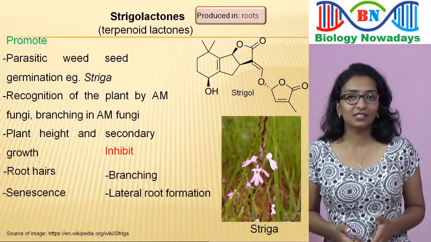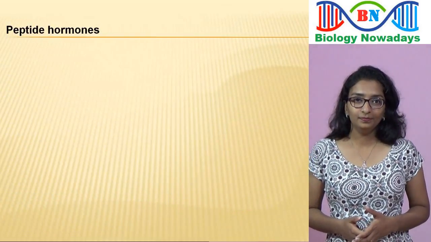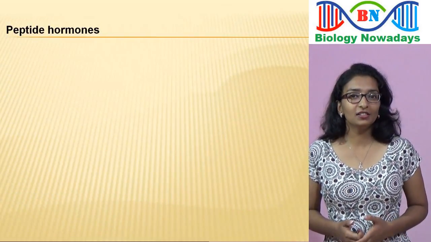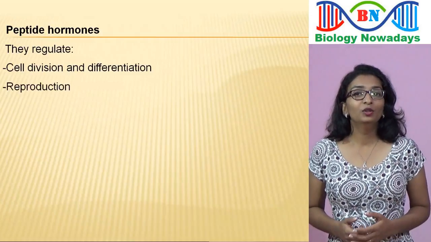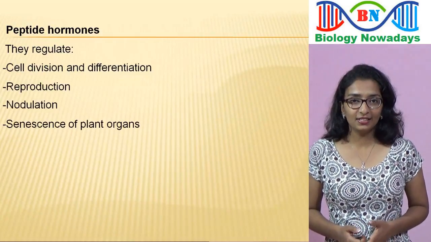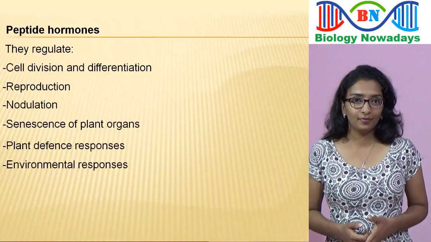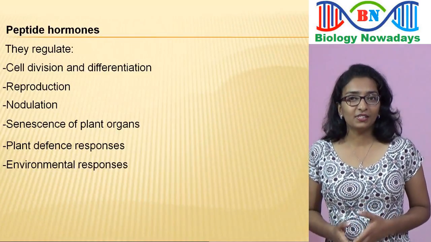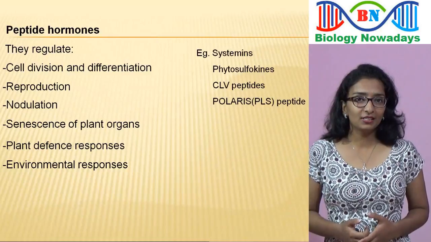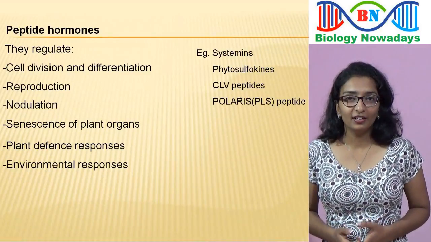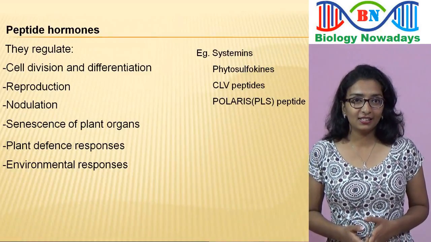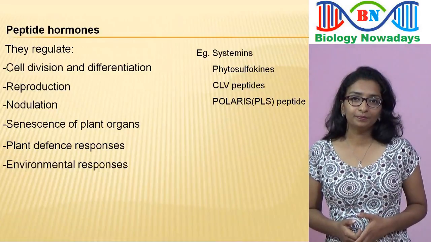Next group is the peptide hormones. They regulate cell division, reproduction, nodulation, senescence, defense and environmental responses in plants. Some examples for peptide hormones are cysteamines, phytosulfokines, CLV peptides and PLS peptides.